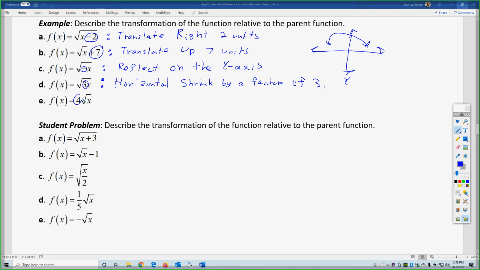It's a 4 on the outside being multiplied. Outside is vertical. So it's a vertical. It's multiplied by 4. So that's a stretch because it's straightforward and it's on the outside, by a factor of 4. Pause the video, try the student problems.